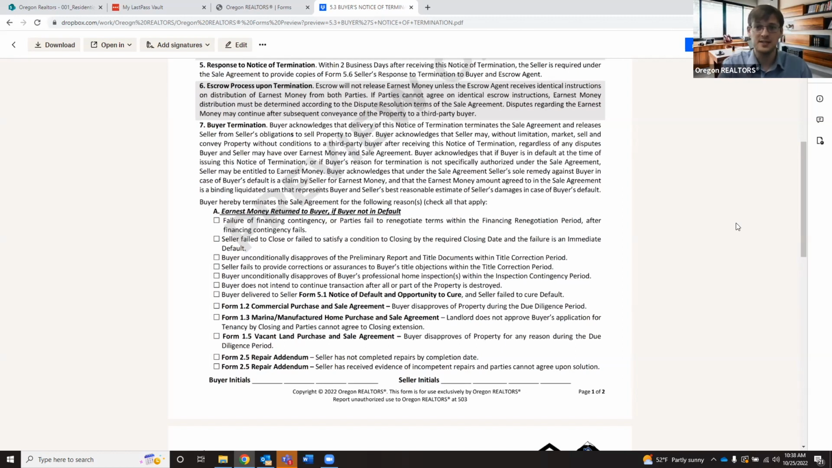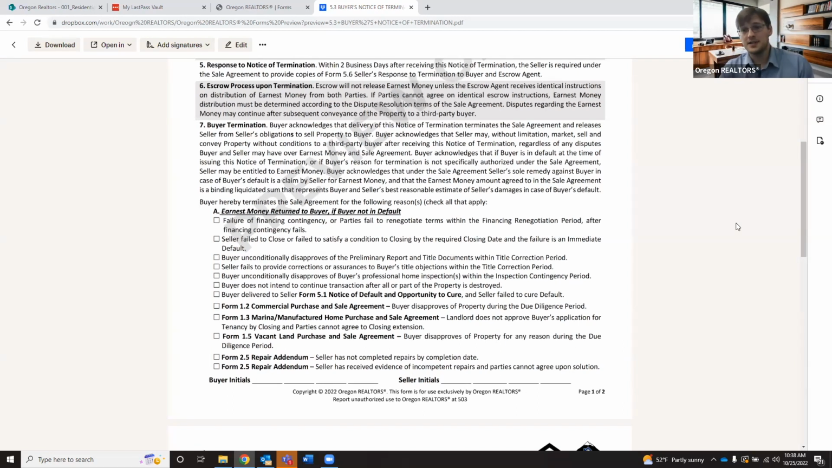So you'll have section 6 to explain to your client if they are wanting to terminate. You can say, okay, and they say, hey, how does escrow work? Do I get my earnest money back? You can say, check out section 6. Escrow requires identical instructions. So if you agree where the money goes and the seller agrees where the money goes, great. Then the earnest money will be dispersed. But if not, we're going to have a problem that has to go to dispute resolution.